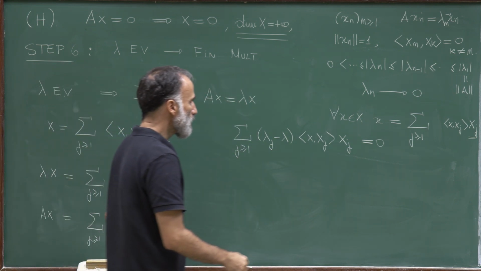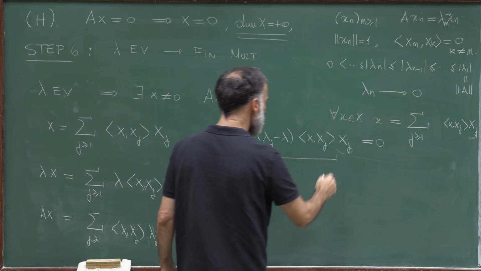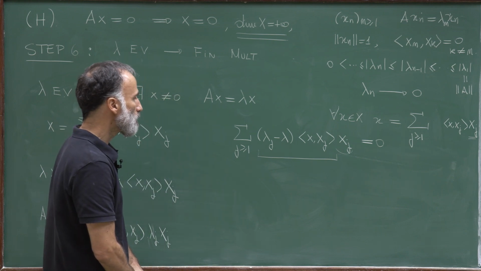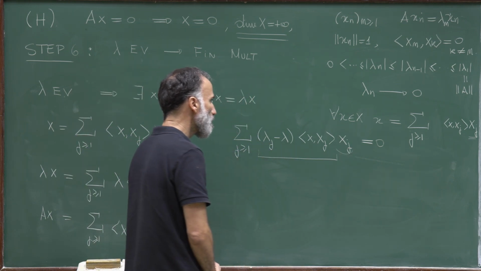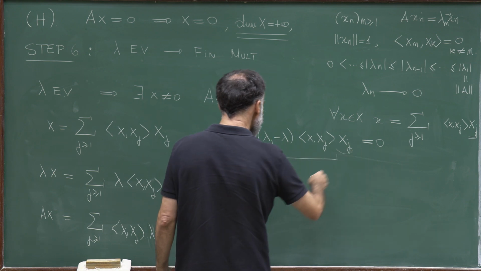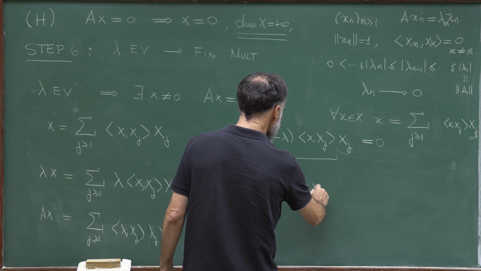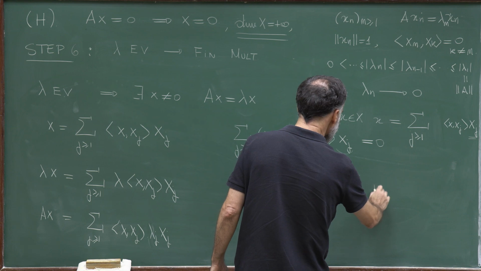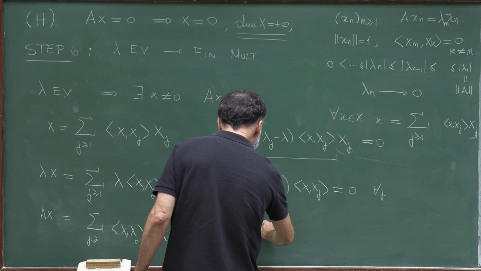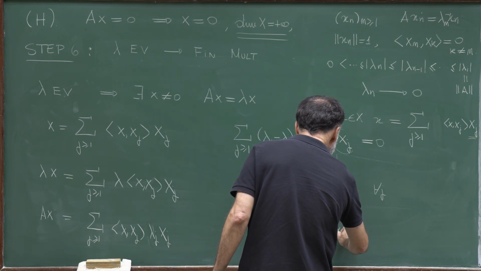Since the Xj are orthonormal, for this sum to be equal to 0, I need all these terms to be equal to 0. If one of them is non-zero, by computing the square of the norm of this object, you obtain something which is strictly positive. So since this is 0, this tells me that (lambda j minus lambda)(X, Xj) is equal to 0 for all j. And this means that if lambda j is different from lambda, then (X, Xj) is equal to 0. X is orthogonal to Xj.